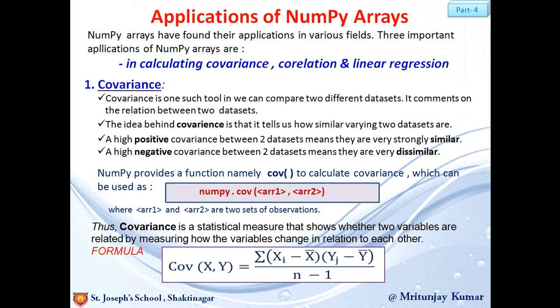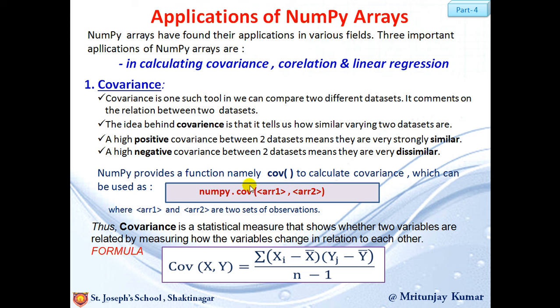So in NumPy, we can also define covariance as a statistical measure that shows whether two variables are related by measuring how the variables change in relation to each other. There is also a formula, and if you have to calculate manually, we can calculate like this.